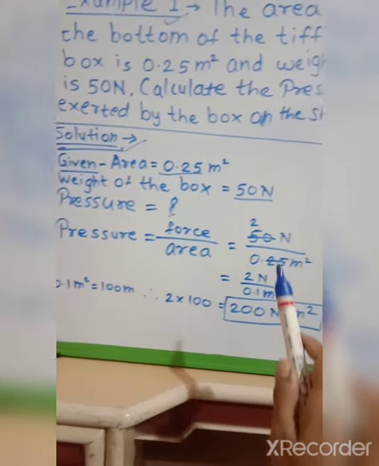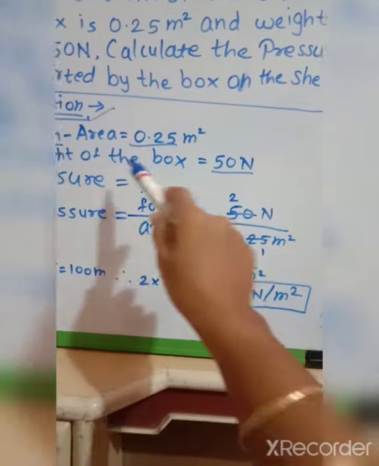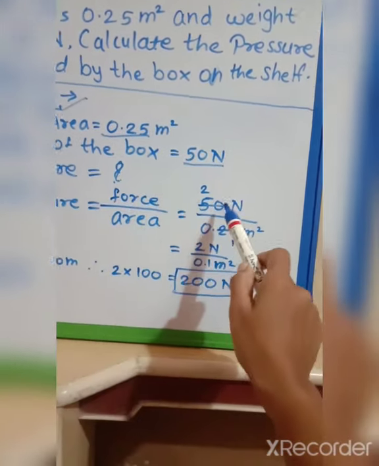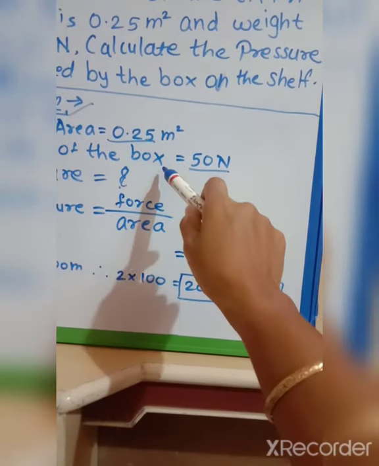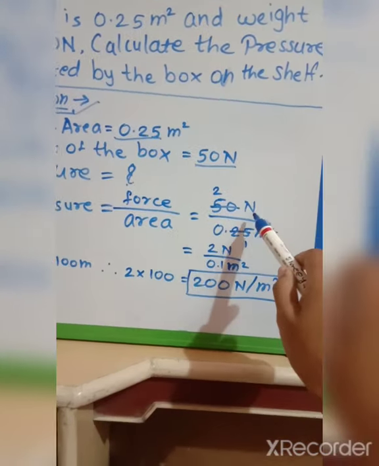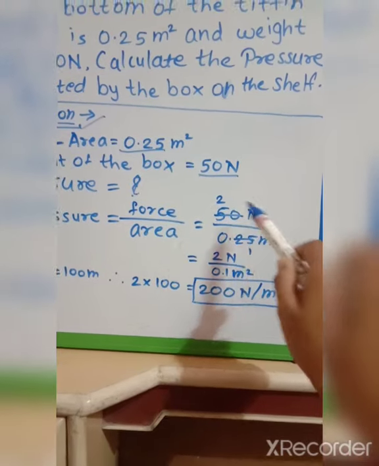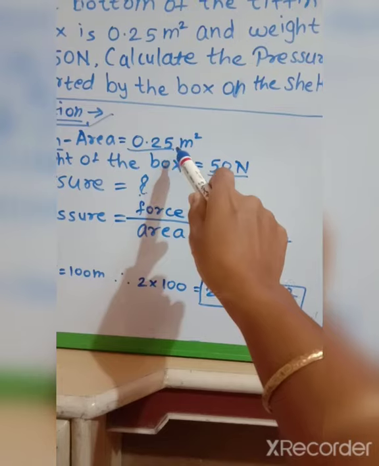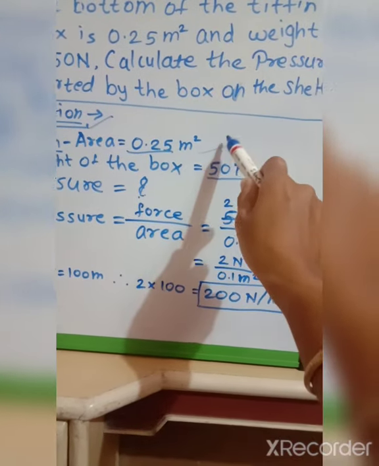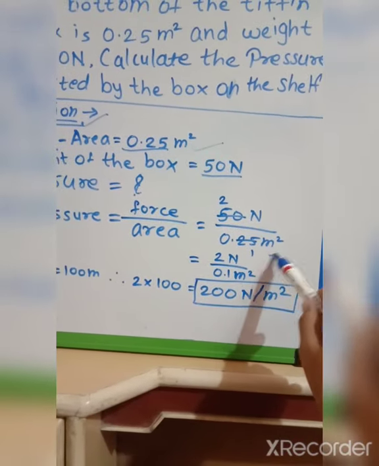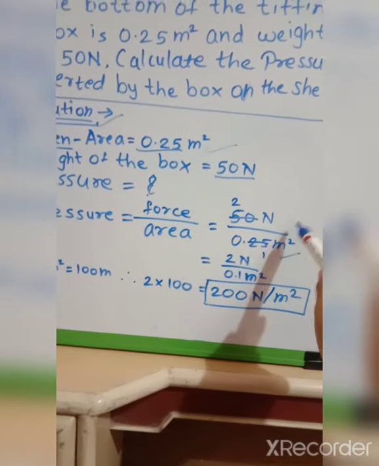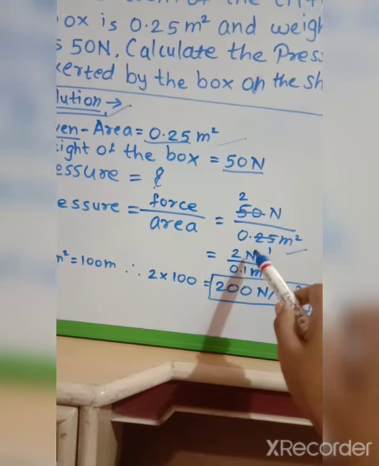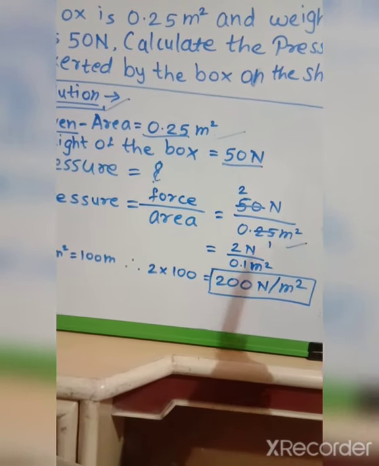Okay students. Now what is the force given over here? The force, that is the weight of the box. Force means what? The weight of the box, that is 50 Newton. So we will write over here 50 Newton upon area. What is the area given over here? 0.25 meter square. So according to the formula, we will write 50 Newton upon 0.25 meter square.